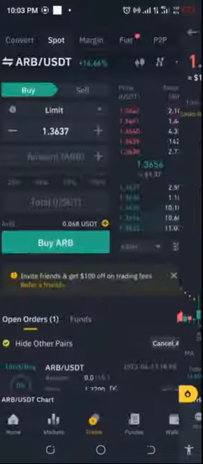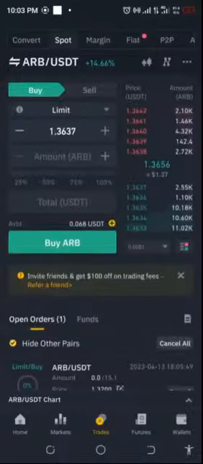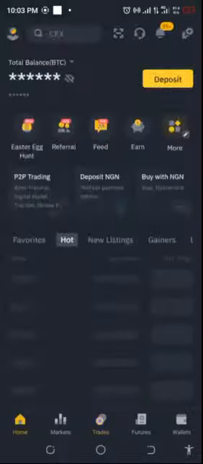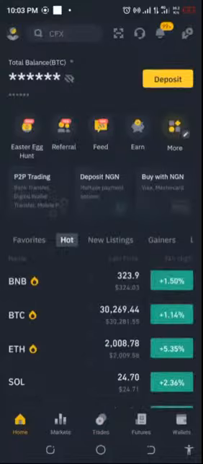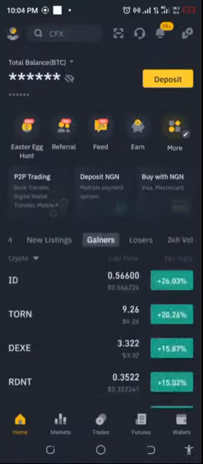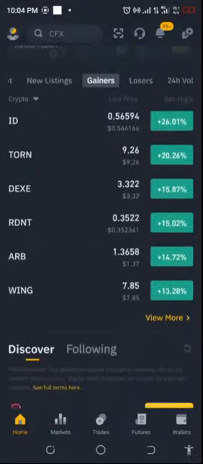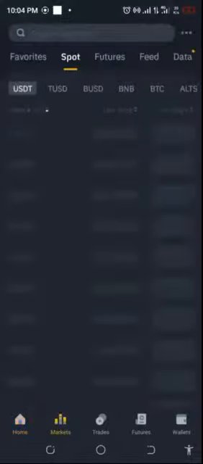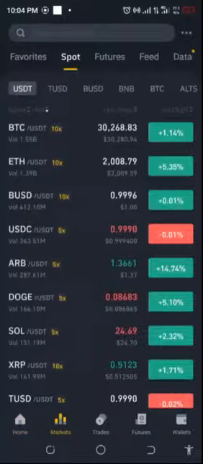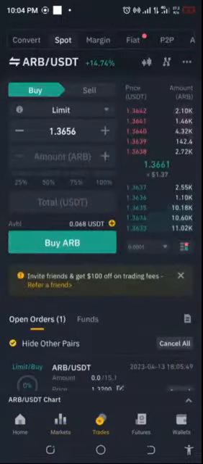I'm just going to go check again. Let's look under gainers to see whether it also, I mean, it's under new listings, but let's just be sure that it's also under gainers. Okay, is it on the gainers? Should I go with this? Okay, ARB is on the gainers. Okay, let's try this. Let's go ahead and then just buy outrightly. Okay, and then we'll set a sell limit.